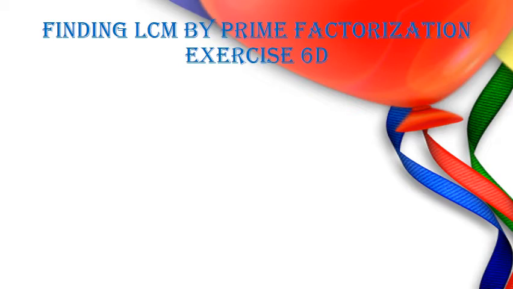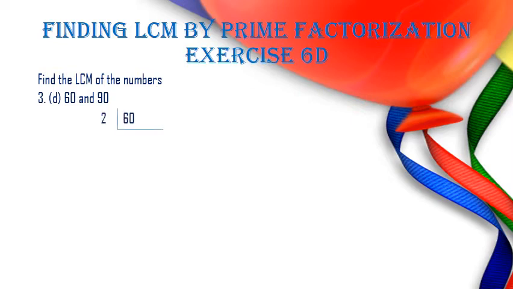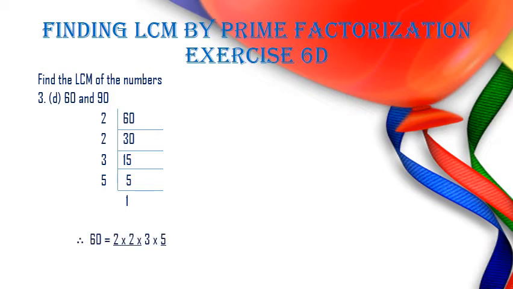Now children, let's come to question number 3, D part. Here you have to find out the LCM of 60 and 90. So when we do the prime factorization of 60, let's see what prime factors we get. 60 divided by 2 is equal to 30. 30 divided by 2 is equal to 15. 15 divided by 3 is equal to 5, and 5 divided by 5 is equal to 1. So the prime factors of 60 are 2 multiplied by 2 multiplied by 3 multiplied by 5.